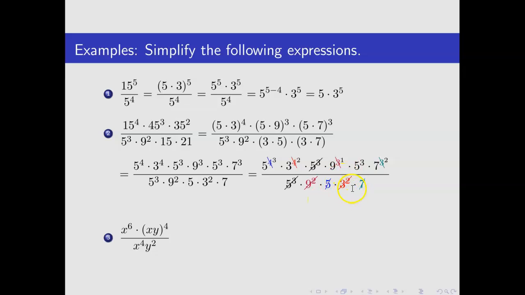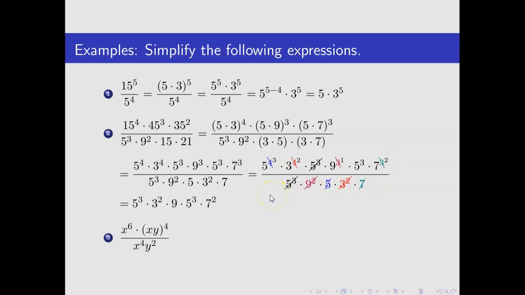The 3 squared, we're going to cancel with the 3 to the 4th in the numerator. And again, we're using Rule 2, so that's going to be 4 minus 2 gives us 2. And then the 7 I'm going to cancel with the 7 to the 3rd, so that's going to give us 3 minus 1 is 2.